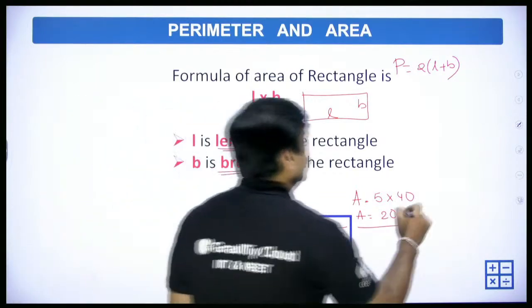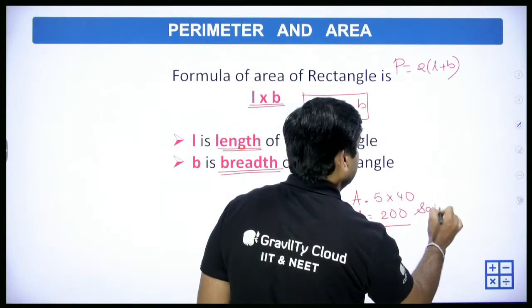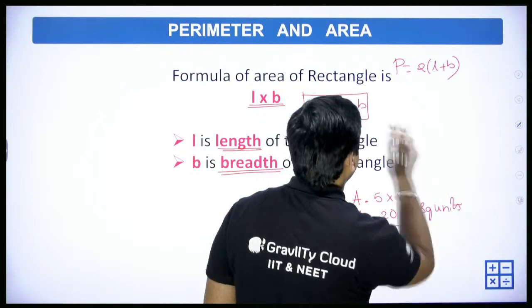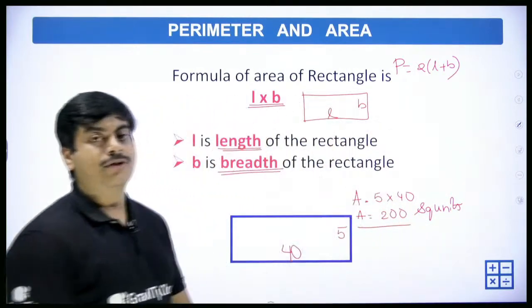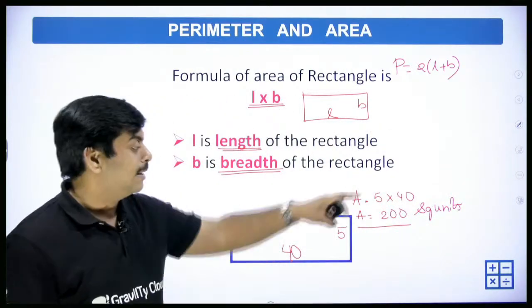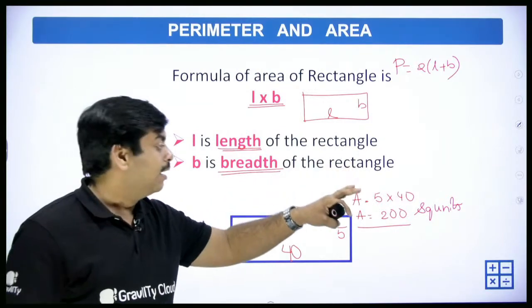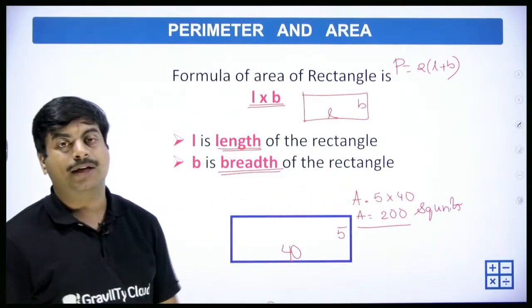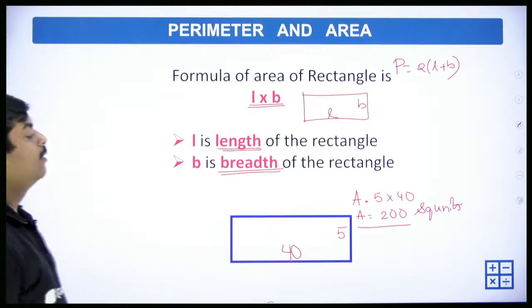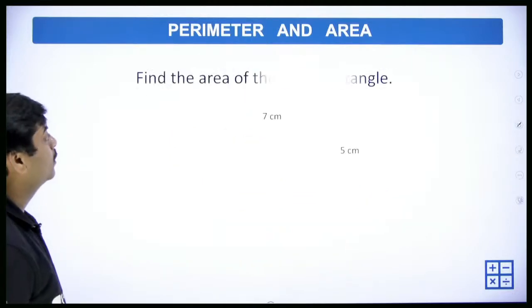200 always has units. If you're not clear, just write square units. It may be centimeters, it may not be. Sometimes in the question it may be mentioned, it may not be mentioned, but still we need to write 200 square units, correct? Right. Let's move forward for the next one.